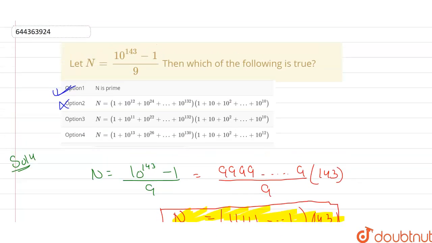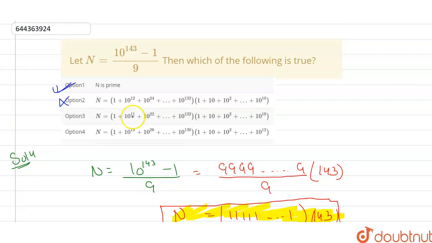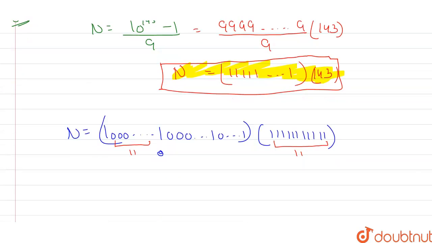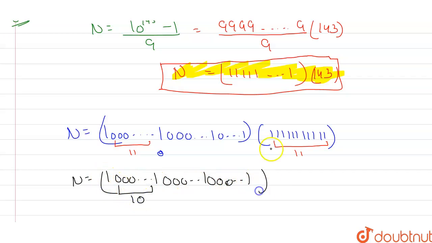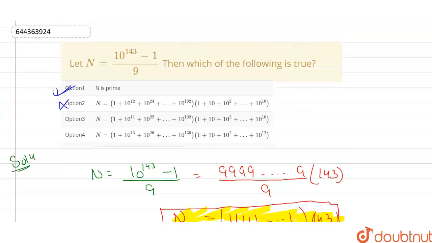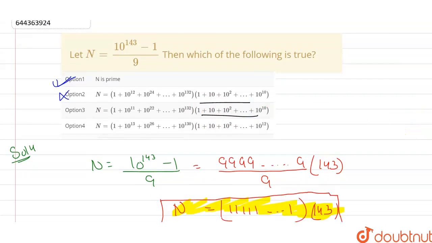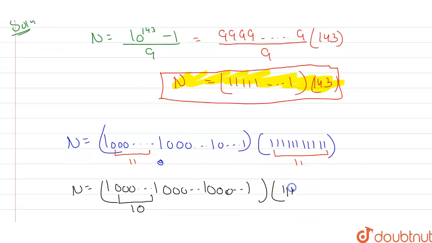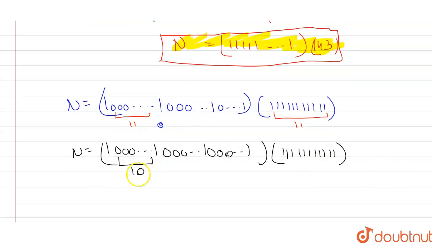Now option 3 is the same as the above one, but it has 10 to the power 11. It means that after the first one there will be 10 zeros, not 11 zeros this time. So N equals 1, then zeros, again a 1, then zeros, again a 1. This time there are 10 zeros, and similarly there are 11 ones again. Counting the ones: 1, 2, 3, 4, 5, 6, 7, 8, 9, 10, 11. There are 10 zeros in this range and 11 ones.